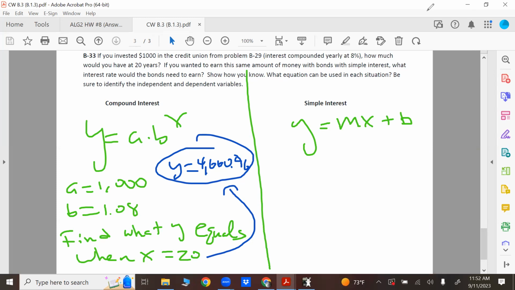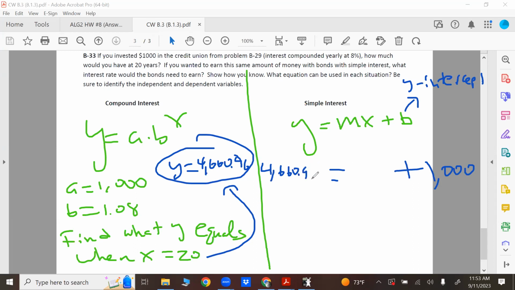But anyway, now the simple interest. What are we going to do here? So b is your y-intercept, right? What are we starting with for the simple interest formula? What money do we start with? How much money do we have in the account before we start? $1,000, right? All right. And what do you want the money to grow to? You want it to grow to this, right?